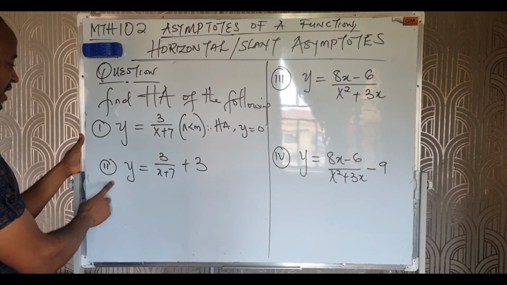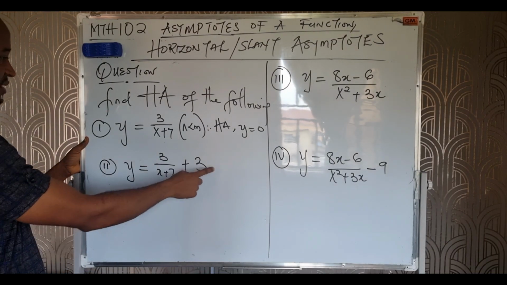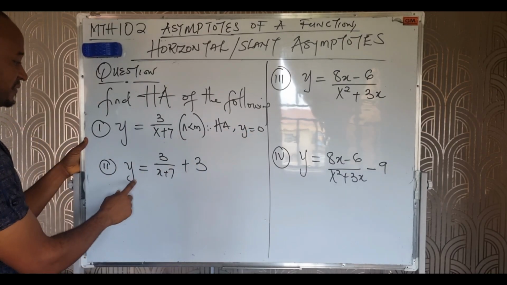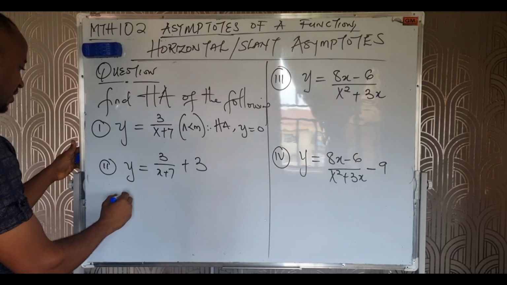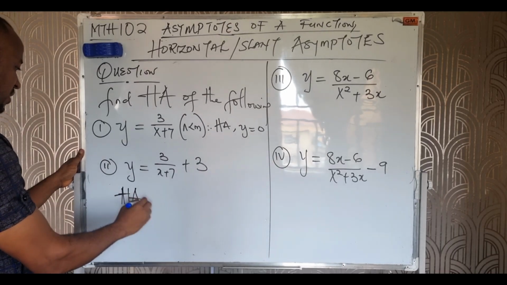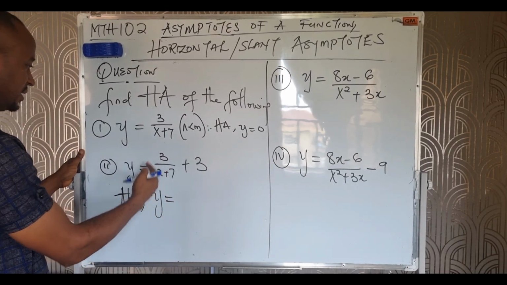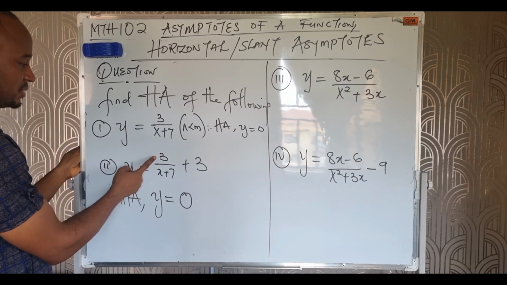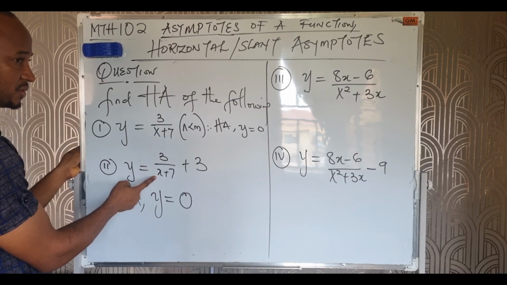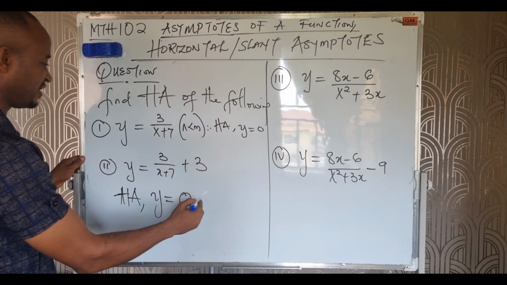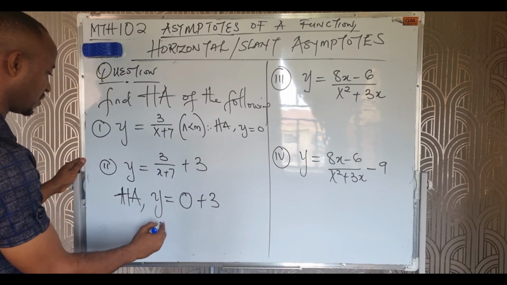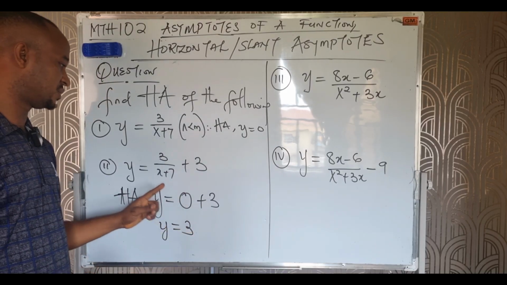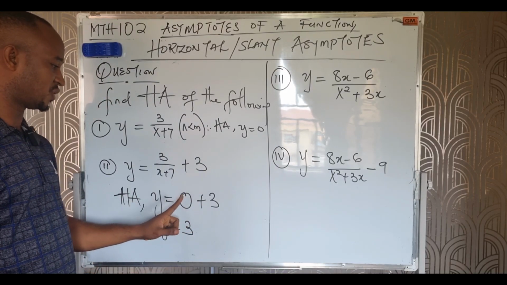Look at this also. We are given y equals 3 over s plus 7, plus 3. The degree here, the whole of this is the same as this, and the answer is 0. So to find my HA, our HA occurs at y equals 0 plus 3. Why do we say here is 0? Because the degree of the numerator is less than that of the denominator. So that means 0. Then we have plus 3, so our HA occurs at y equals 3. Don't forget, whenever you have something of this nature, just add the 3 to whatsoever you have here.